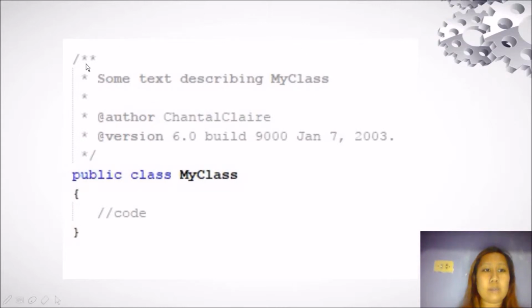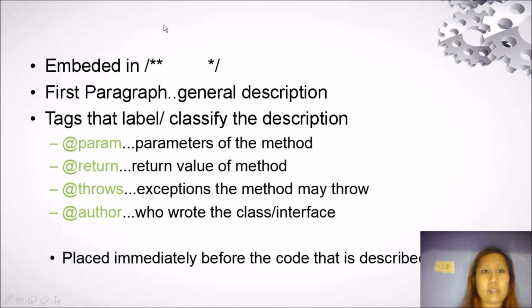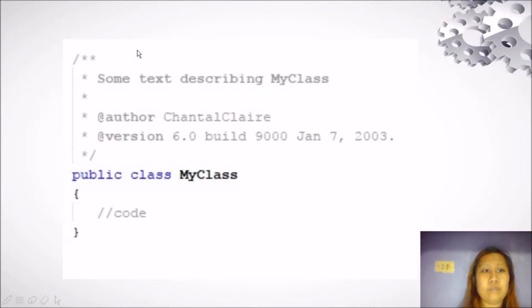So here I have some examples. Just what I told you, the JavaDoc is embedded inside this format of comment, starting with this one and ending with this. Inside you have the comments, and we also use the tags, the @author, and we have also @version. Then we have here our class, and here is the block of code inside the class.